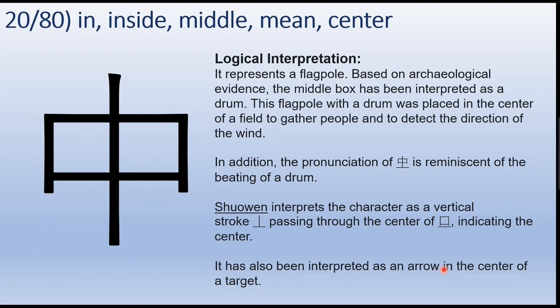It represents a flagpole. Based on archaeological evidence, the middle box has been interpreted as a drum. This flagpole with a drum was placed in the center of a field to gather people and to detect the direction of the wind. In addition, the pronunciation of this kanji is reminiscent of the beating of a drum. Shuven interprets the character as a vertical stroke passing through the center of this character uchi kuchi, indicating the center. It has also been interpreted as an arrow in the center of a target.